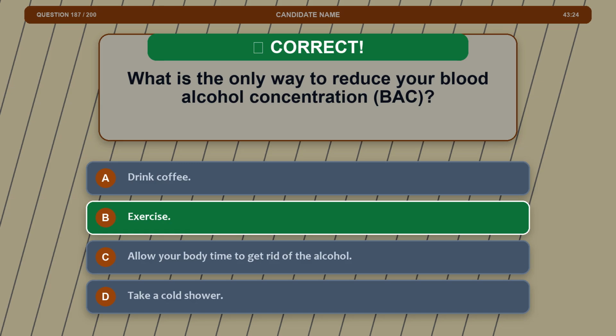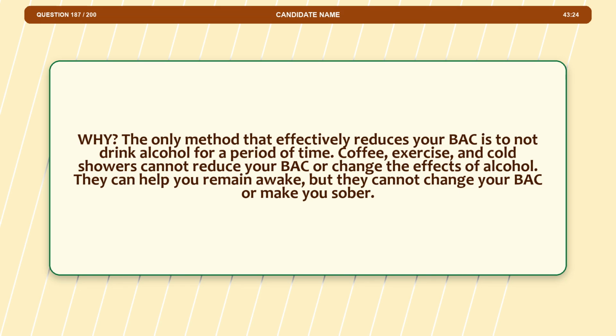The correct answer is option B. Exercise. Explanation: the only method that effectively reduces your BAC is to not drink alcohol for a period of time. Coffee, exercise, and cold showers cannot reduce your BAC or change the effects of alcohol. They can help you remain awake, but they cannot change your BAC or make you sober.